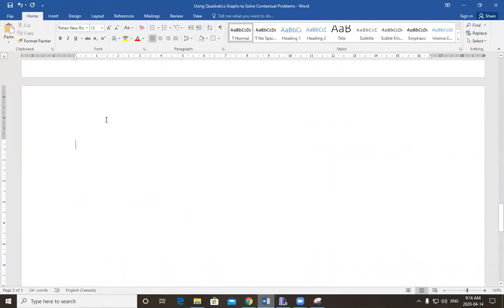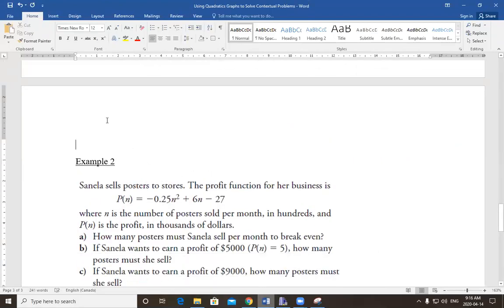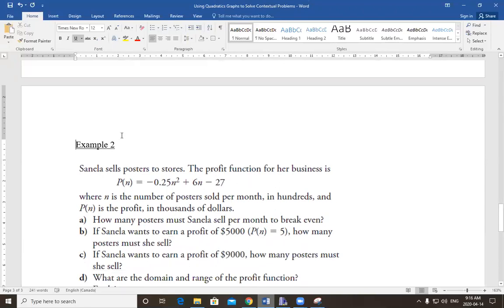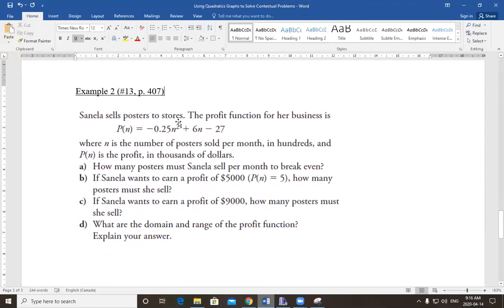Example 2. It's a bit of a different scenario. This is actually question number 13 on page 407. So I'll write that in there. It's number 13, page 407, in case you are interested in this. All right. So Sanella sells posters to stores. The profit function: P is profit, N is the number of posters. So the profit equals negative 0.25 n squared plus 6n minus 27.